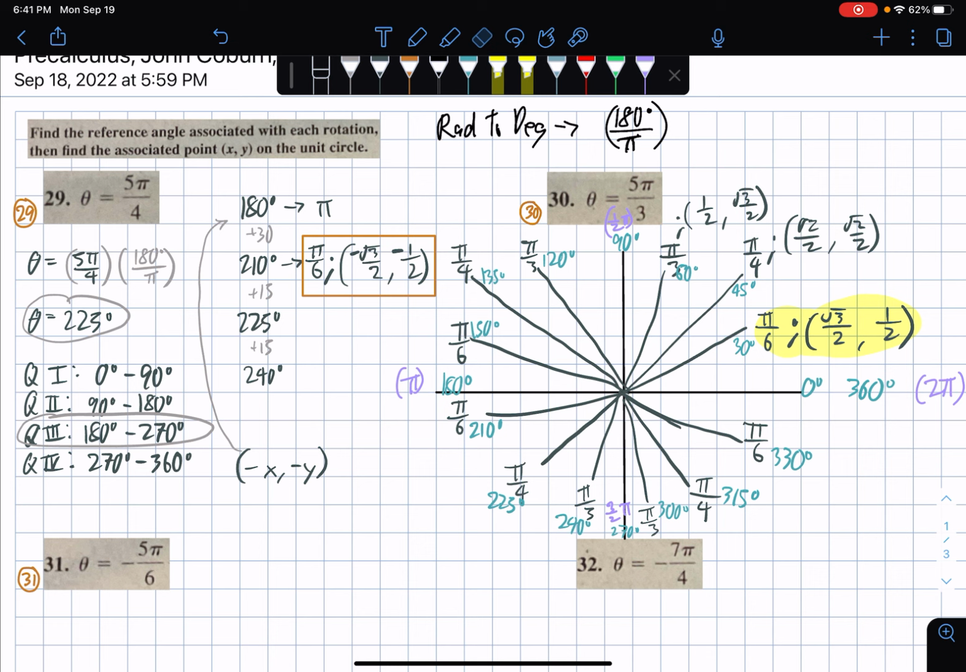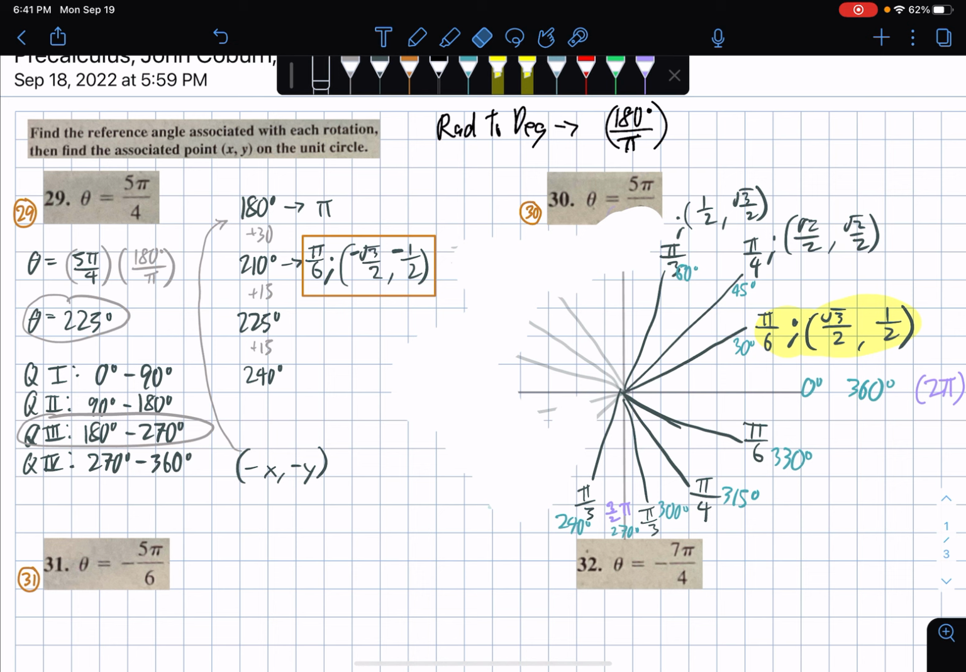Alright, let's remove this. The unit circle I illustrated here does give you quite the idea.